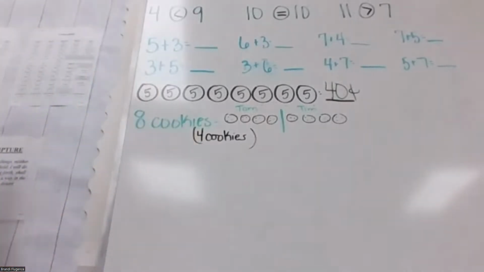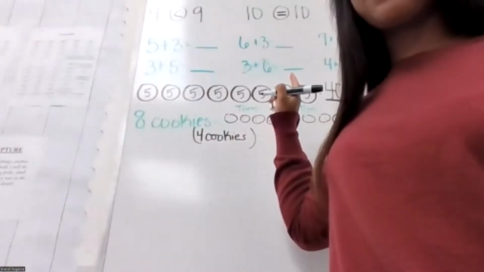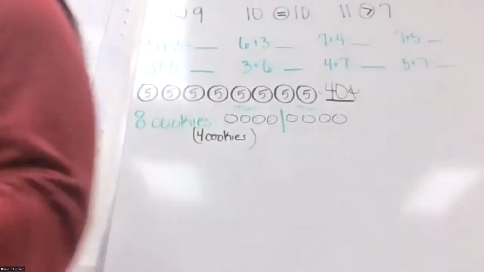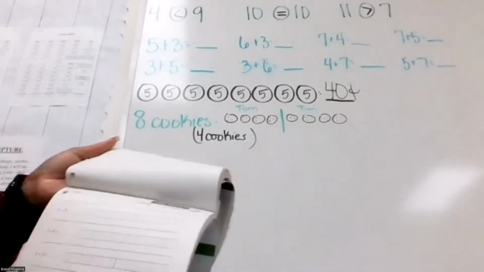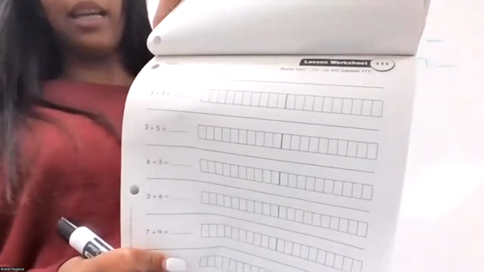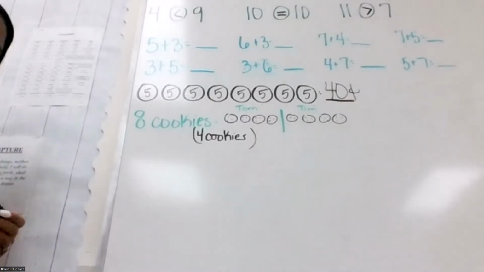4 cookies. Both of them each got 4 cookies. So when I split 8 equally, what number do I get? 4 and 4. All right, so today I'm gonna introduce your last few facts. You can write it now in your book. It's not required. But if you want to go to this page in your book, you can. It's lesson worksheet 111. Those are the last few facts we'll go over today.